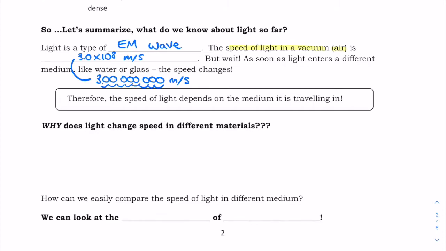Now, the speed of light in a vacuum or air is this value. But anytime light enters a different medium, such as water or glass, the speed of light changes. Okay, so therefore, the speed of light depends on the medium in which it's traveling.